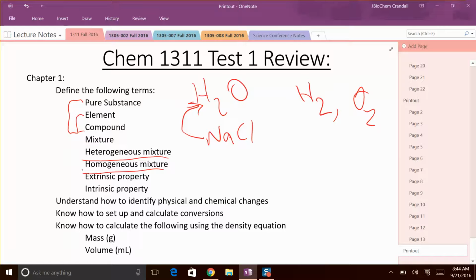It would be homogeneous because those particles are mixing themselves. The sodium and the chlorine, they break apart and they mix throughout the entire water solution all by themselves. I don't have to do anything. I don't have to do anything to make them. So they will do a perfect job.